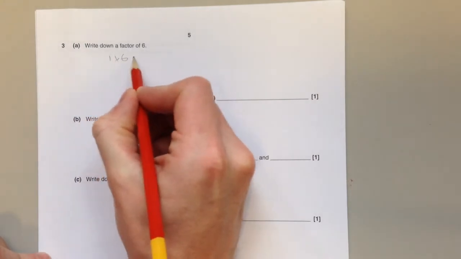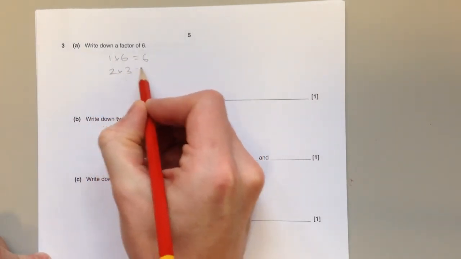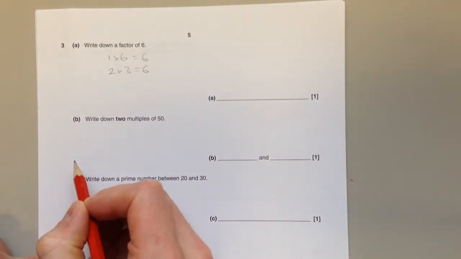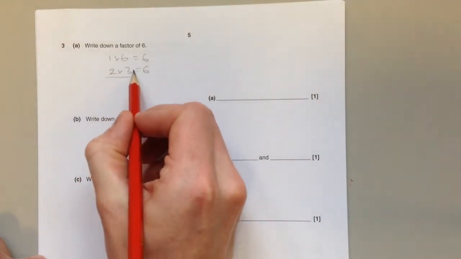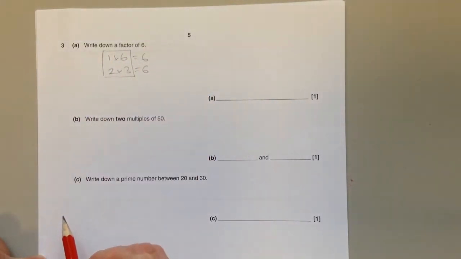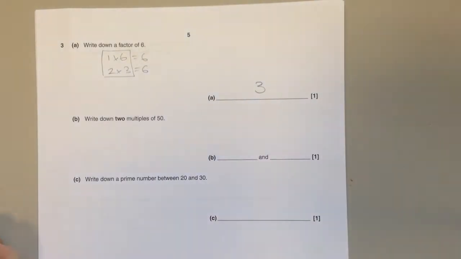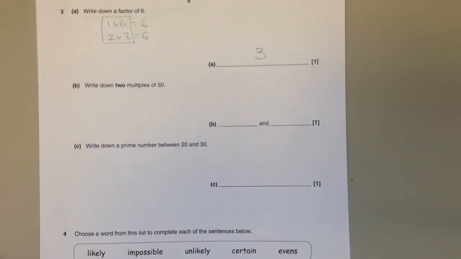So 1 times 6 is 6 and 2 times 3 is 6. There are no other times tables, so these here are the factors of 6. You can choose any one of those and write it down as your answer. B, 2 multiples of 50.